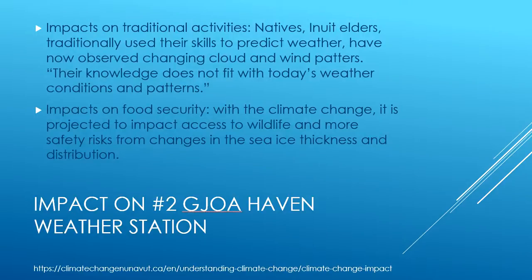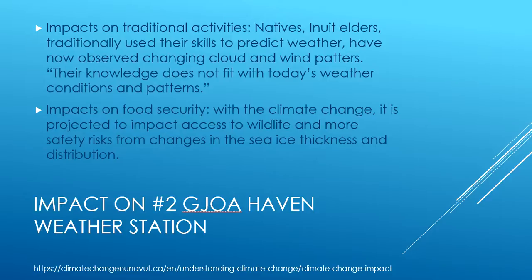The impact that climate change has had differed throughout each of the weather stations, but the second most impacted weather station based on the slope was the Joa Haven weather station. It had several different impacts, but the main impact was on traditional activities, where the natives, called the Inuit elders, traditionally use their skills to predict weather, and they have now observed changing cloud and wind patterns.